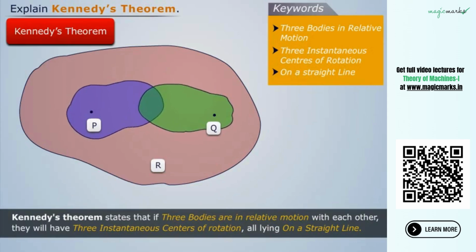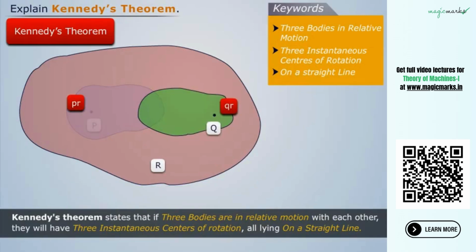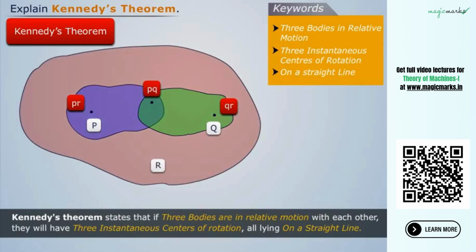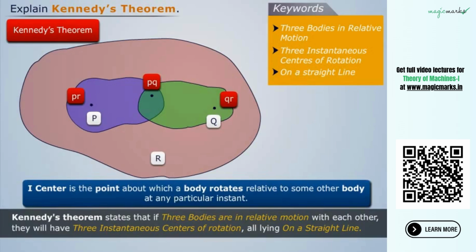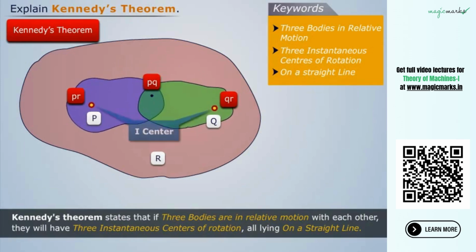Now let's try to determine the instantaneous centers of body P and R, that is PR, bodies Q and R, that is QR, and bodies P and Q, that is PQ. We know that an instantaneous center is the point about which a body rotates relative to some other body at any particular instant. As we see that P and Q rotate about the pins attaching them to the body R, so the instantaneous centers PR and QR will be at their respective pins.